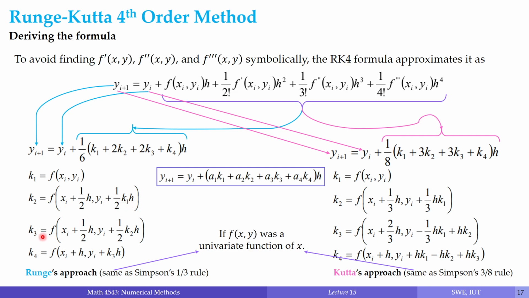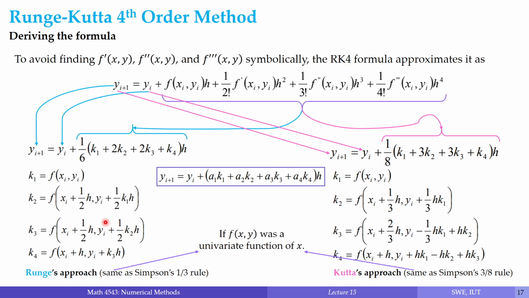For finding the value of K3, he did the same thing again. His abscissa was the same: he went ahead to the right by half a step, so xi plus half h, but the ordinate this time was dependent on the value of K2. While finding K2, we used an approximation of the dependent variable using the value of K1, but this time for K3, we are using the value of K2. We'll visualize these two points in just a bit.